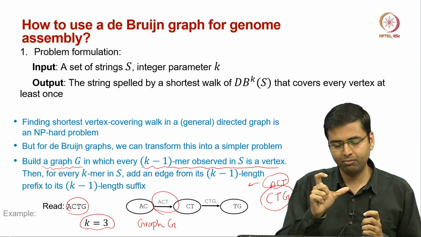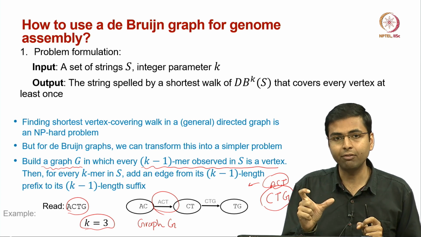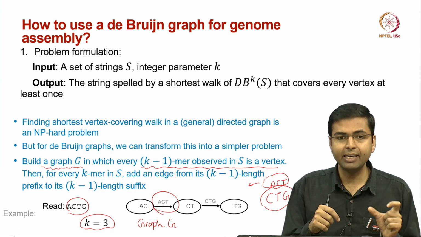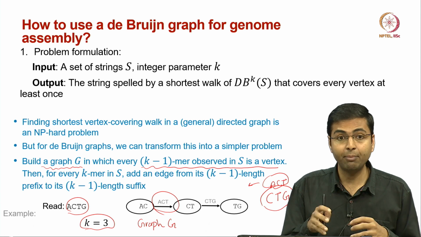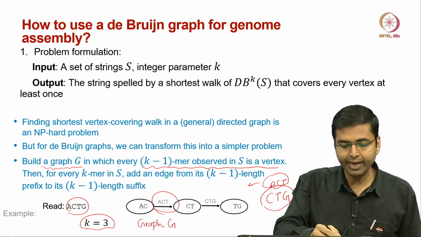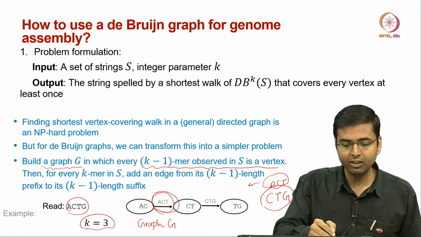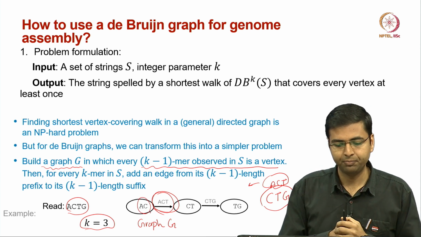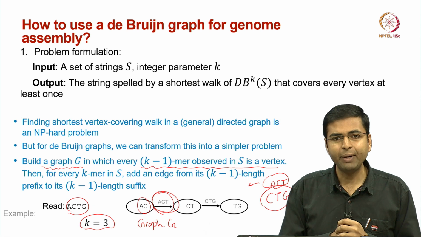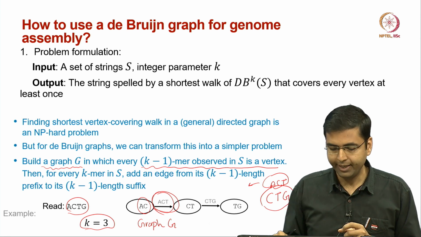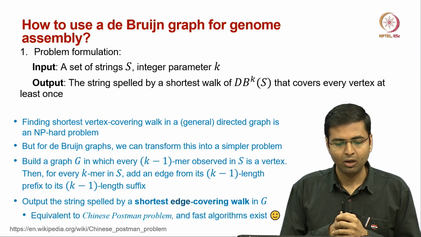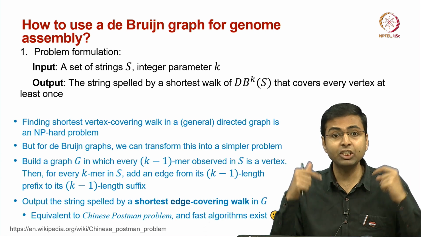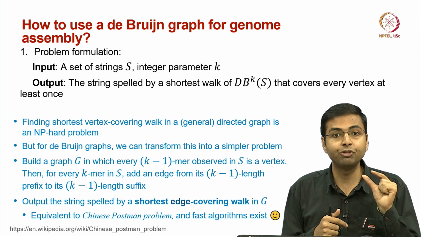So this is a slightly different definition. This is not a de Bruijn graph the way we defined before. This is a slightly revised definition, that is the way we are building this graph. So we are building the edges from the 3-mers and we are building the vertices from 2-mers. Now why are we doing this? Well, it turns out that we can solve the main problem that we want to solve by looking for a shortest edge covering walk in this new graph G.